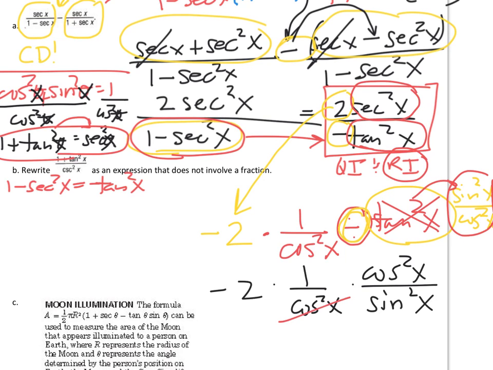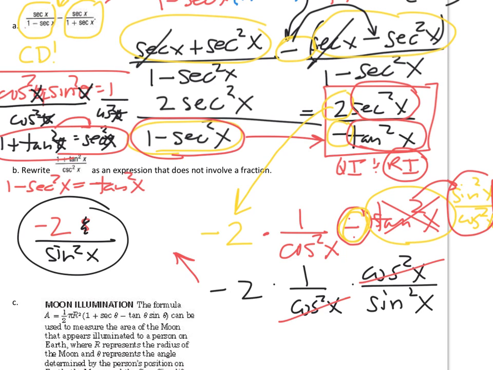So we're going to clean this up. That makes a 1. And I'm going to have negative 2 over sine squared of x. And that would be okay. But we know that 1 over sine is cosecant, so I can write this as negative 2 cosecant squared of x. So there's my final answer.